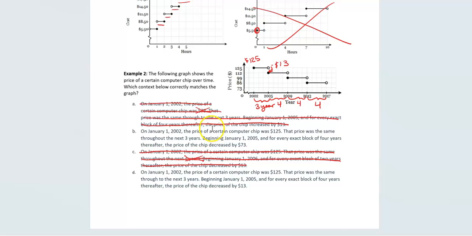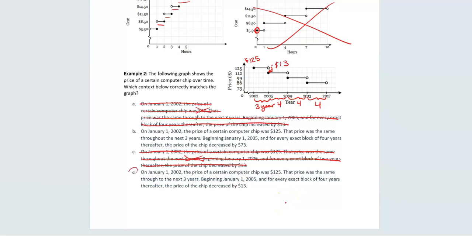Then let's see what the difference is between B and D. Beginning on January 1st, 2005, and for every exact block of 4 years thereafter, the price of the chip decreased by $73. The price of the chip decreased by $13. Well, we actually already did that math. We found that it was $13, which means that this is the correct answer.